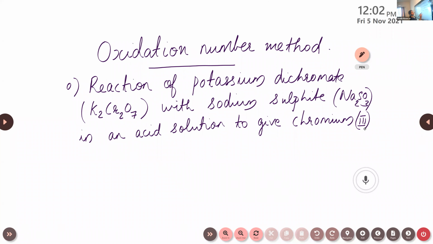What does this 3 indicate? Roman numeral 3. Anyone can tell me? Malavika, what does this Roman numeral 3 indicate? It is the Stock notation of the oxidation state or oxidation number. Very good. So it is the Stock notation of oxidation number. That means the oxidation state of chromium is 3. Okay. So this chromium ion and sulfate ion.